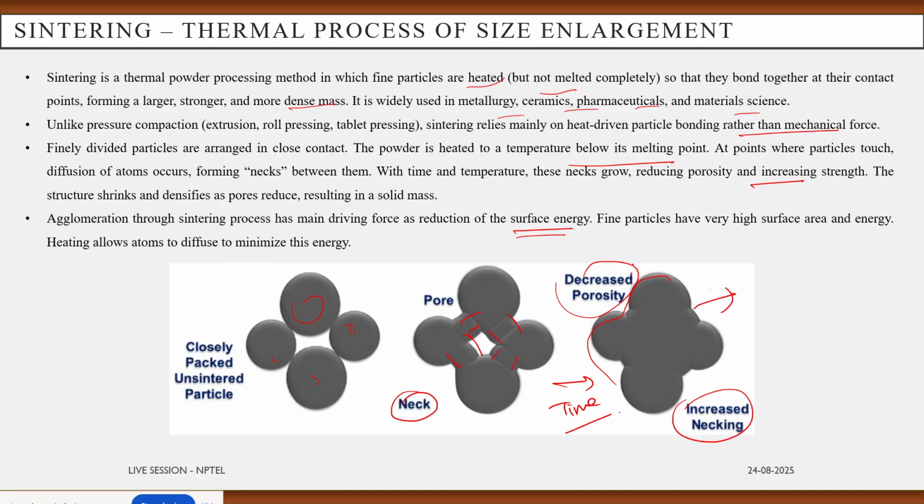This agglomeration process through sintering has as its main driving force the reduction of surface energy. When the particles are separated, the smaller particles have higher surface area, and higher surface area means higher surface energy. But in agglomeration through sintering, we are making the agglomerate, which has lower surface area, so surface energy is reduced. This is one of the main driving forces in sintering. The fine particles have high surface area and high energy, and heating allows the atoms to diffuse to minimize the surface energy, and thus they form the agglomerate.